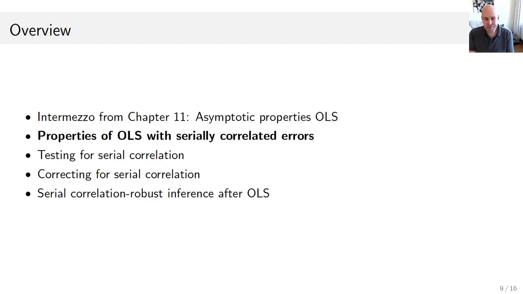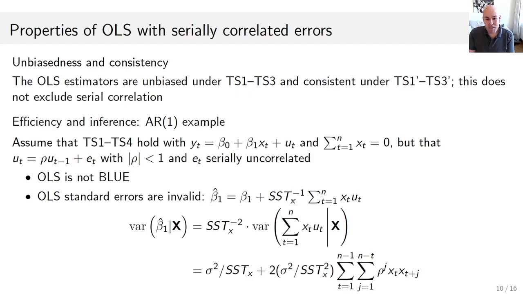Now, the next topic is properties of OLS with serially correlated errors. For a moment, think about it. What's going to happen to our OLS estimator if suddenly assumption number 5, which is no serial correlation, does not hold anymore? Think again about unbiasedness and consistency, and which assumptions these two properties actually require.